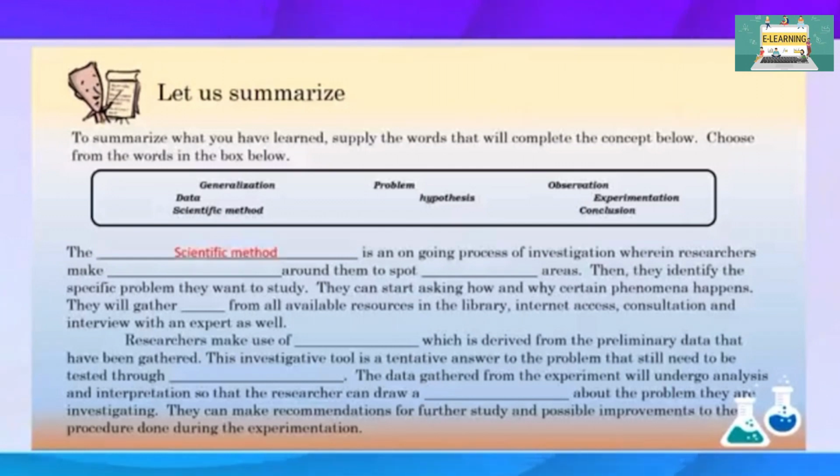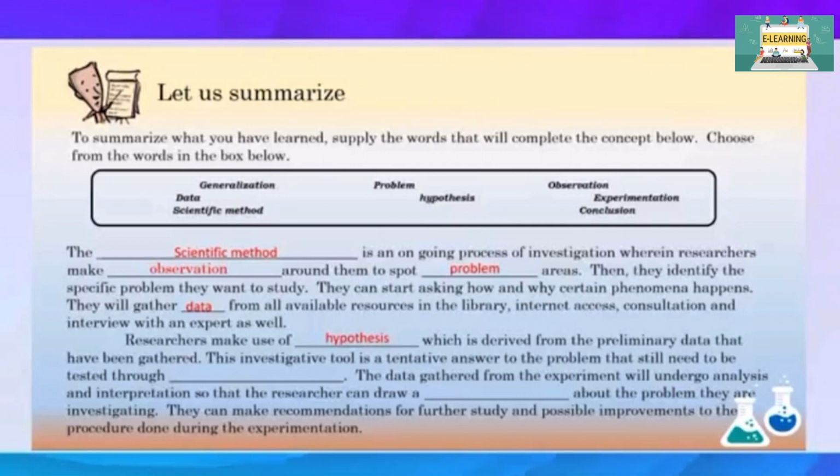The scientific method is an ongoing process of investigation wherein researchers make observations around them to spot problem areas. Then they identify the specific problem they want to study. They can start asking how and why certain phenomena happen. They will gather data from all available resources in the library, internet access, consultation, and interview with an expert as well. Researchers make use of hypotheses, which are derived from the preliminary data that have been gathered.